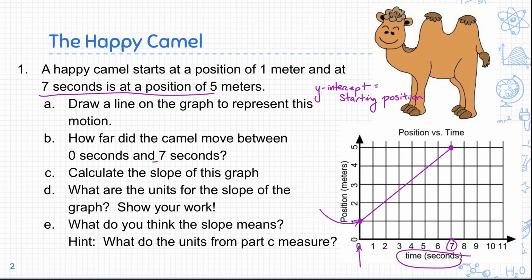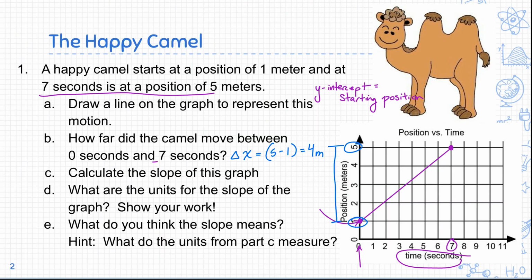And then it says, how far did the camel move between 0 and 7 seconds? So if we want to look at how far it went, we'll notice it starts at a position of 1 and ends at a position of 5. So how far it went is also called its displacement, which is written delta x, and that's going to be the difference between 1 and 5. So I'm going to think of it as 5 final minus 1, which is my initial. So that's 4 meters. So when we're thinking about how far something goes, we're looking at the change in height on a position versus time graph.